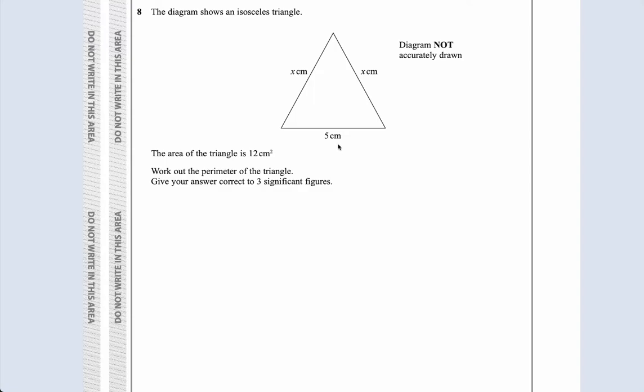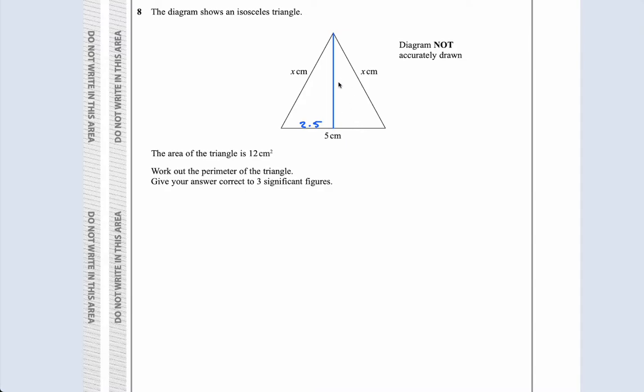Okay. If the area is 12, that means trying to figure out how to do this. That means, okay, let's use Pythagoras' theorem. If I draw a line straight down, this is 2.5 because it's half. That's 2.5 and that's 2.5.